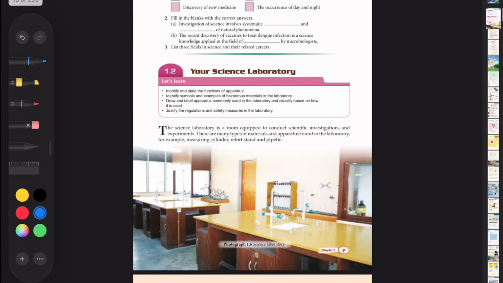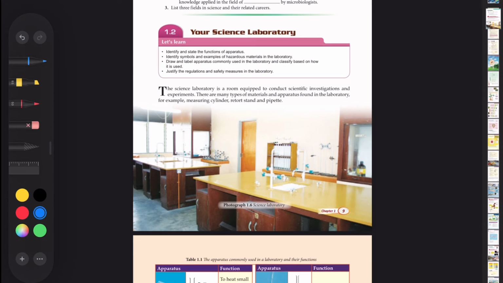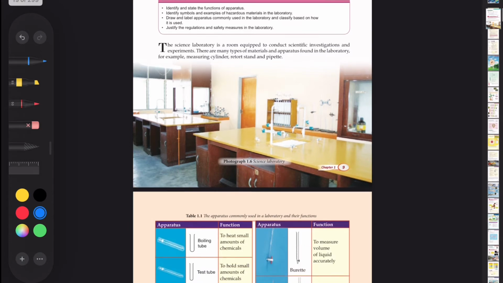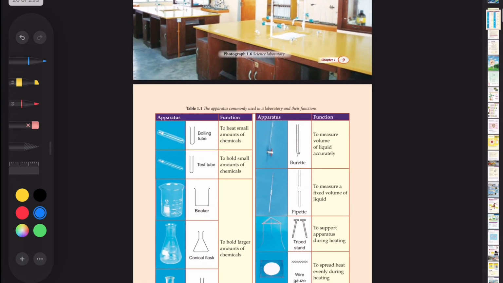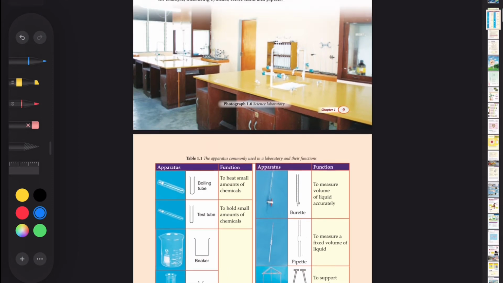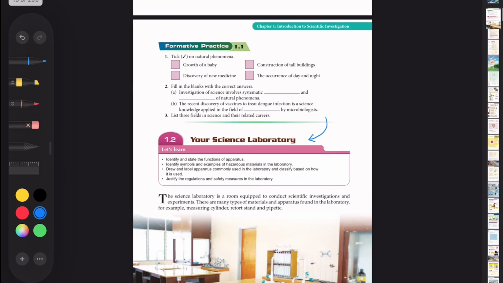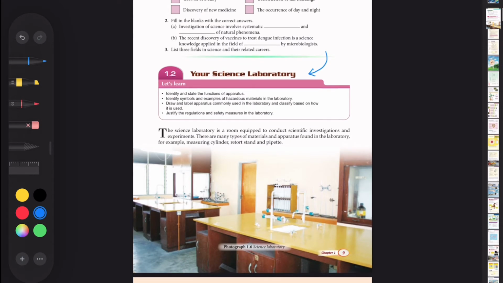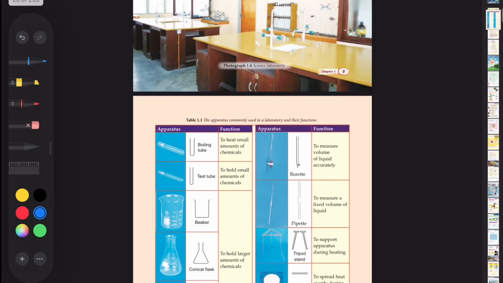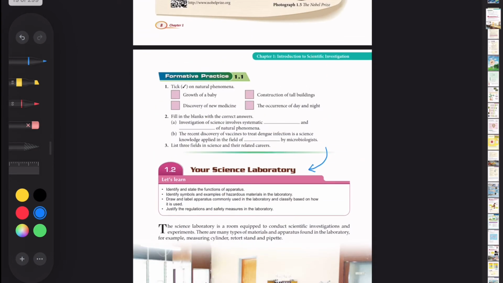Now we'll be moving into 1.2, which is your scientific laboratory apparatus. Okay, before I begin explaining the apparatus and all their functions, I would like to talk about the difference between material and apparatus. So, apparatus versus material.